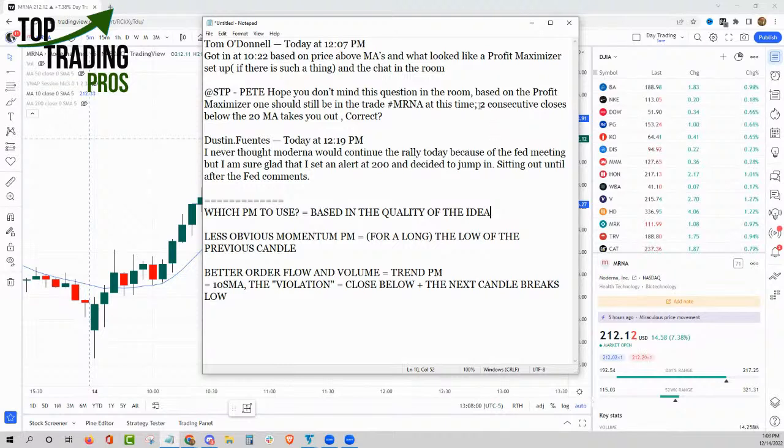Okay. So Tom, this is actually not correct. It's not two consecutive closes below the 20. It's one close below the 10, then the next candle breaks that low of the 10, not the 20. So I just want to correct myself there. It's closing below the 10, and then the next candle needs to break.